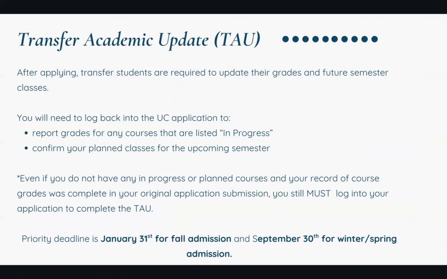After applying, transfer students are required to update their grades and future semester classes. You will need to log back into your UC application to report grades for any courses that are listed in progress and confirm your planned classes for the upcoming semester. Even if you do not have any in progress or planned courses, and your record of course grades was complete in your original application submission, you still must log into your application to complete the transfer academic update.